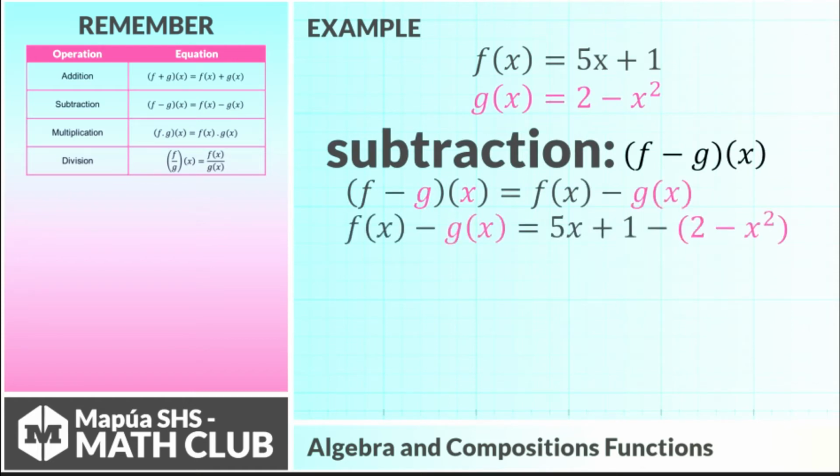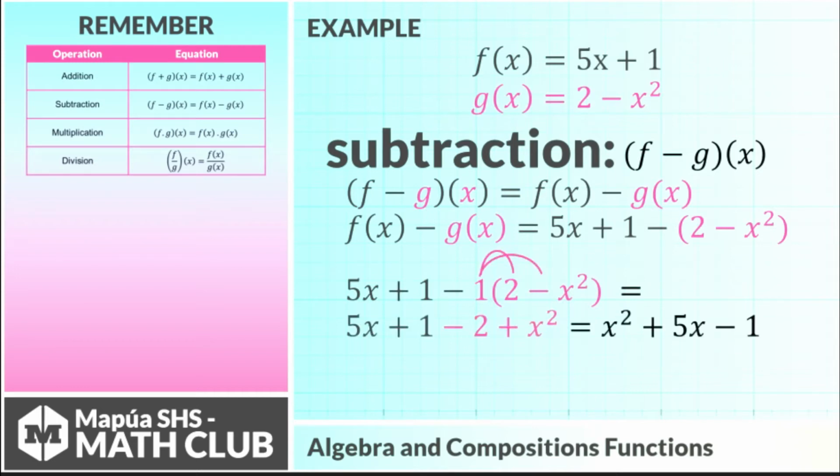Next, for (f minus g) of x, we just have to subtract. So, 5x plus 1 minus the quantity 2 minus x squared is equal to 5x plus 1 minus 2 plus x squared, which is equal to x squared plus 5x minus 1. Commonly, students forget to add parentheses when subtracting polynomials. But always remember that the negative outside represents negative 1. And so, by the distributive property of multiplication, we have to distribute negative 1 to both terms of the binomial or a polynomial. Thus, if you encounter subtraction, always use parentheses.